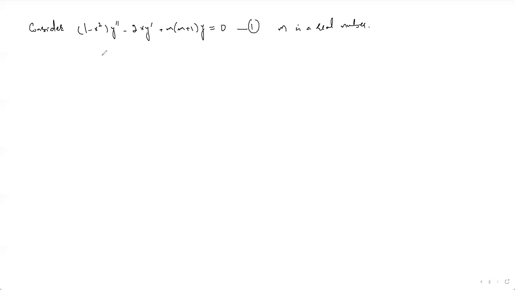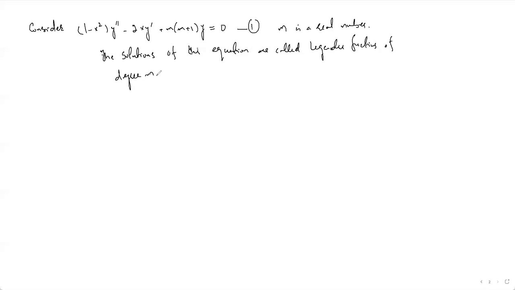Let me write it here. The solutions of this equation are called Legendre functions of degree m. Now, this m is a non-negative integer, so m can take the values 0, 1, 2, 3, and so on. These Legendre functions are also sometimes called Legendre polynomials.